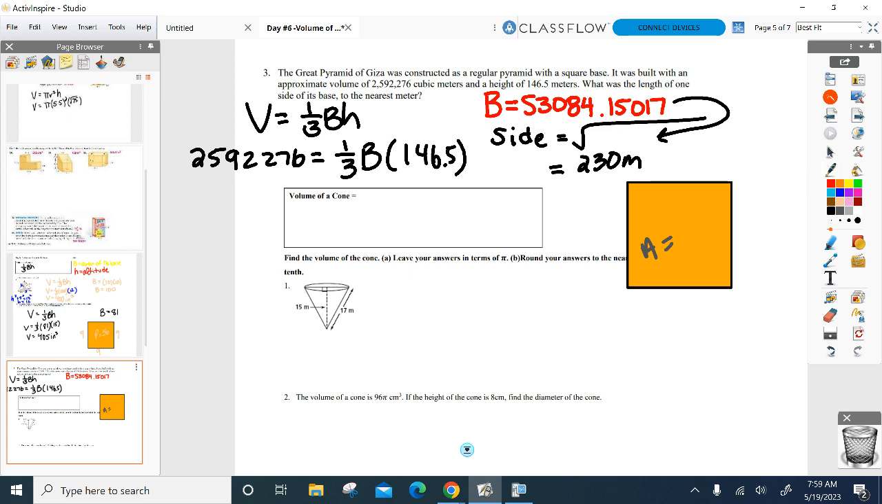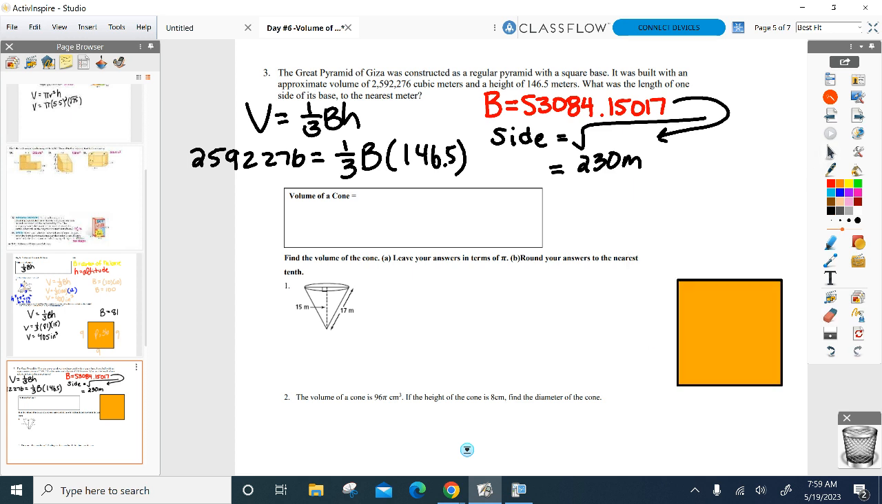230 look good? 230 meters. Wow. That's one big base. 230 of those meter sticks. That's just one side. Okay, we're good? All right.